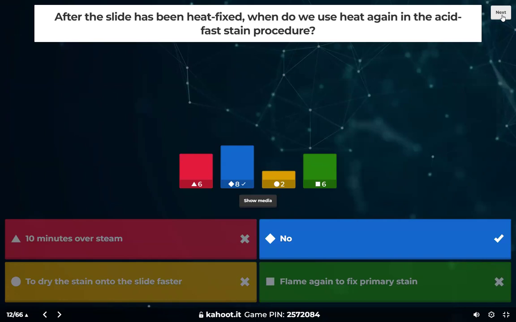Also, so the 10 minutes over steam, endospore. Drying a stain into the slide faster, that is not something we ever did as far as trying to dry a stain onto something faster with a Bunsen burner. Flaming it again to fix the primary stain, I don't think we ever flamed slides after putting a stain on, like directly over the flame. So none of those should have applied. The yellow and the green shouldn't apply.